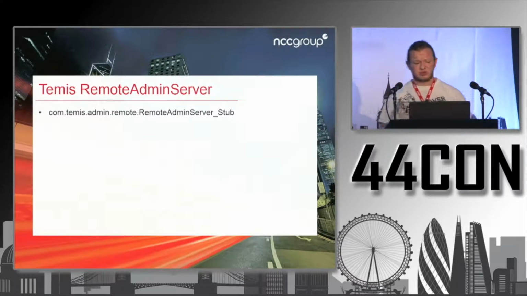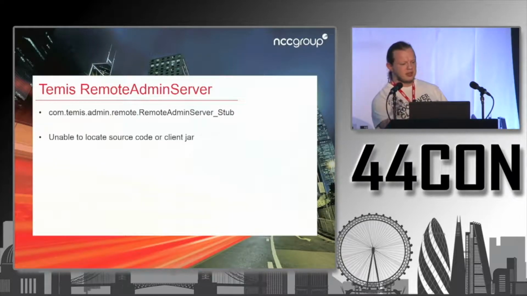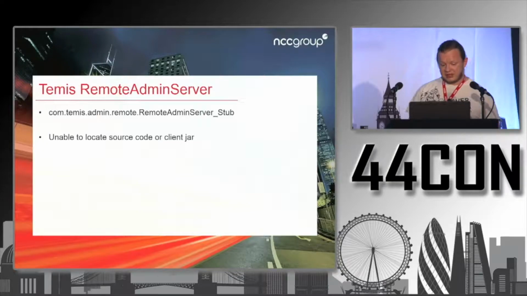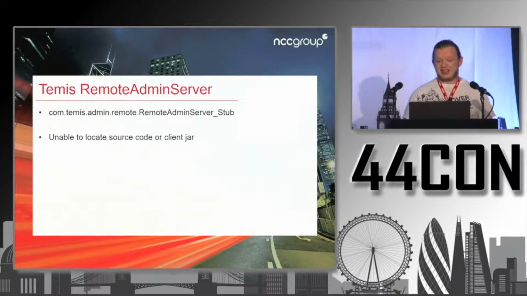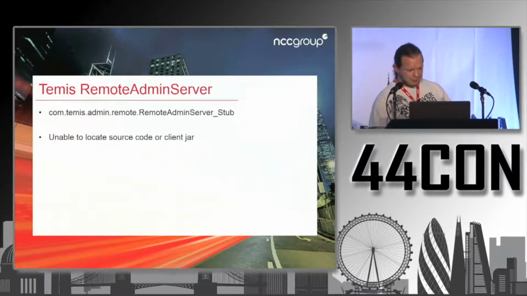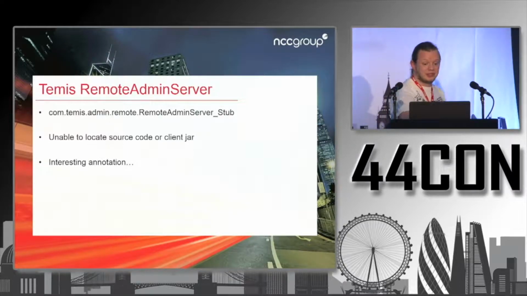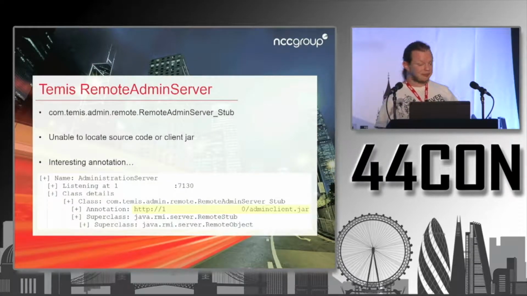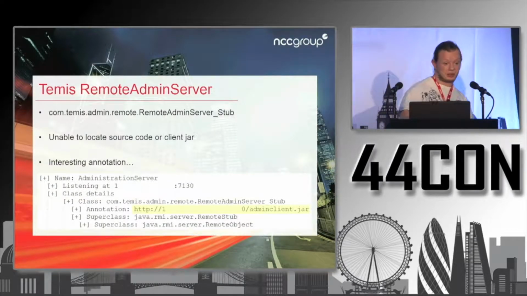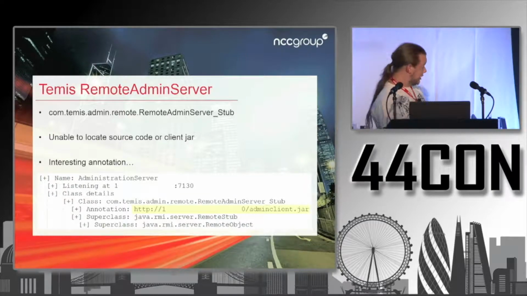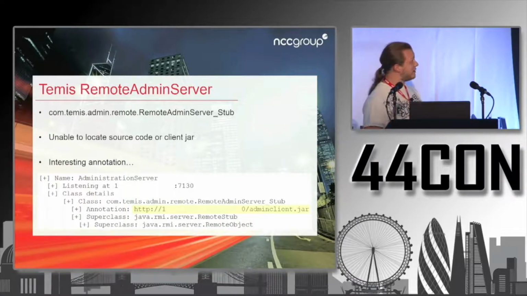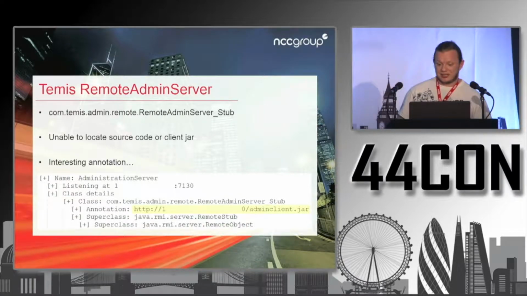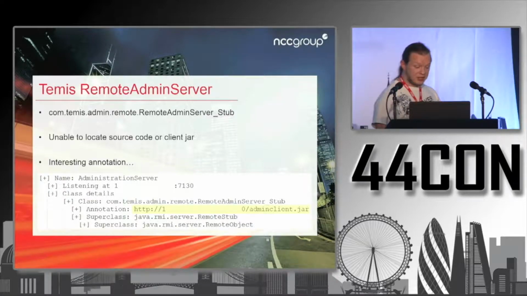Another one, Temis Remote Admin Server. Again, that's a class name that was exposed. Sounded interesting, so I had a look, and I couldn't find source code, I couldn't find the client jars, server jars, I couldn't find anything to do with this, in fact. But BaRMIe actually revealed an interesting annotation. So the classes could have string annotations. In this case, we've got an HTTP URL that ends in admin_client.jar. I was actually able to go to that URL and download this jar file.